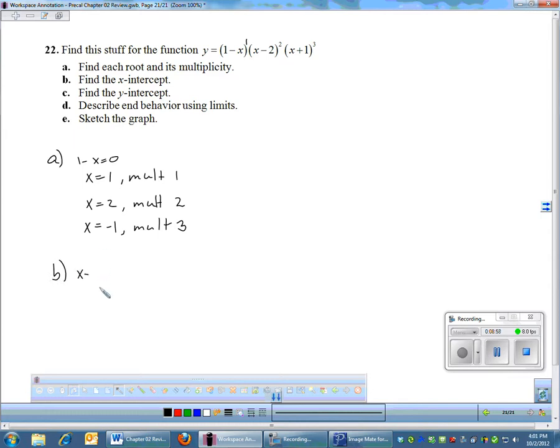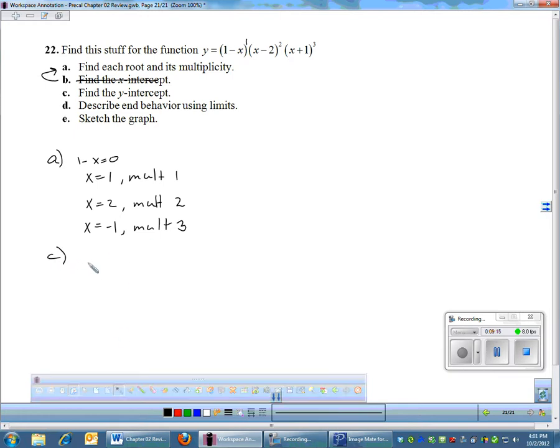X-intercept. I don't know why I wrote that, because we just did the x-intercept. I was thinking we need to find x and y intercepts. Okay, x-intercepts, that is the same thing as part A. Find each root, that is the x-intercept. So we really don't need to worry about that, because B and A are the same. So let's skip to C. I can't believe I did that.